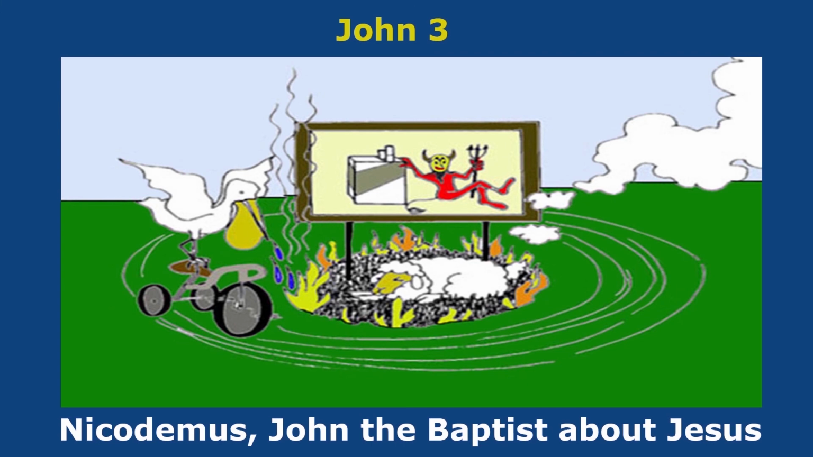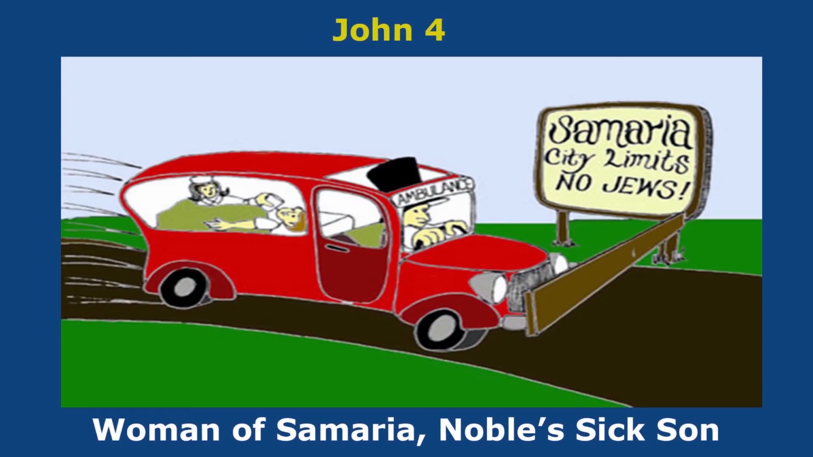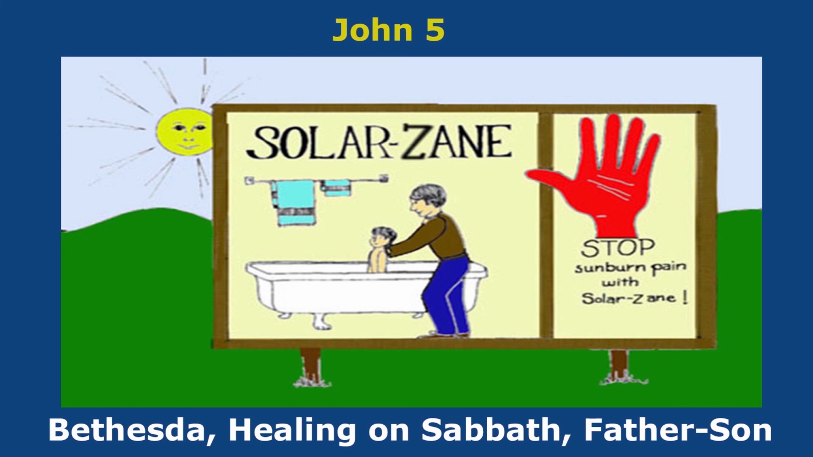What's chapter 3? Perfect. Nicodemus, John the Baptist about Jesus is John chapter 3. What's chapter 4? That's right, chapter 4 is Woman of Samaria, Noble's sick son. What's in chapter 5? That's great. Chapter 5 is Bethesda, Healing on the Sabbath, Father, Son.